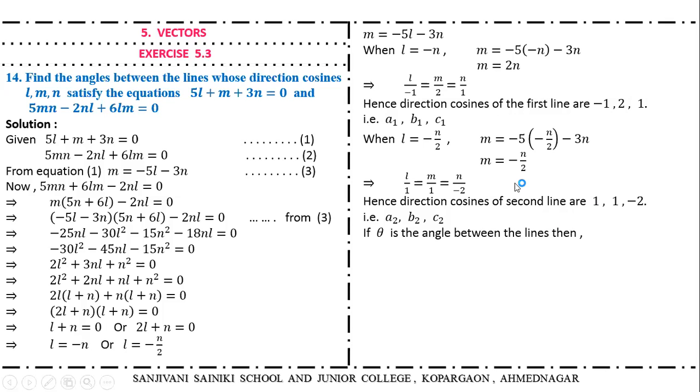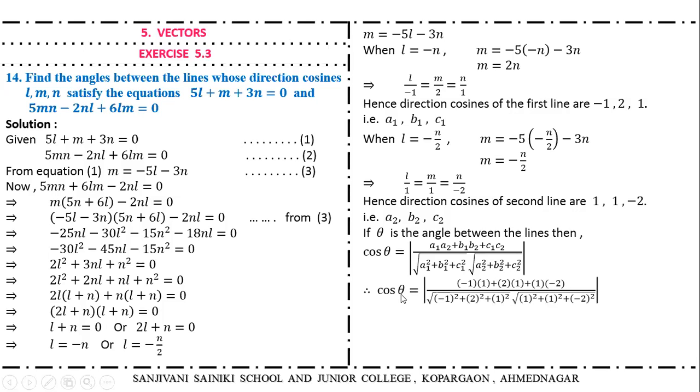Now, if theta is the angle between the lines, then I have the formula: cos theta is equal to (a1 a2 plus b1 b2 plus c1 c2) upon square root of (a1 square plus b1 square plus c1 square) into square root of (a2 square plus b2 square plus c2 square). It is in terms of the direction ratios. So after putting in the values and simplifying, I got cos theta is equal to 1 upon 6. Hence, the angle between the lines is cos inverse of 1 upon 6.